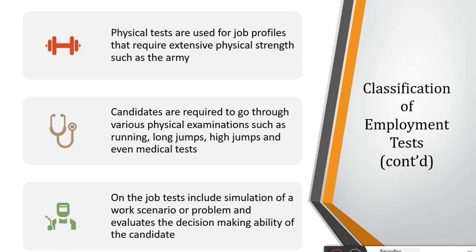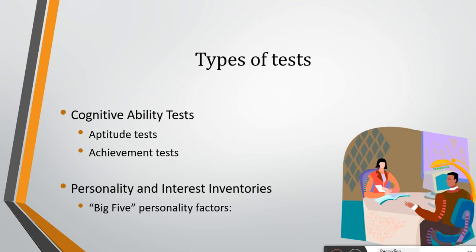फर्दर अगर हम बात करें तो जो क्लासिफिकेशन ऑफ एम्प्लॉयमेंट टेस्ट के हवाले से हम बात कर रहे थे उसमें आप मुख्तलिफ टाइप ऑफ टेस्ट देखते हैं जिनमें कॉग्निटिव एबिलिटी टेस्ट हैं, एप्टीट्यूड टेस्ट हैं, अचीवमेंट टेस्ट हैं। We have talked previously about these types of tests, and then comes the personality and interest inventories, the big 5 personality factors such as extroversion, adjustment, agreeableness, openness to experience.